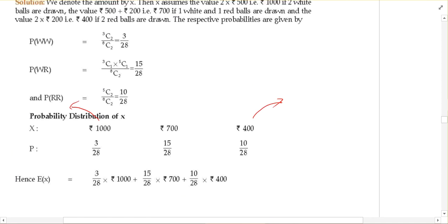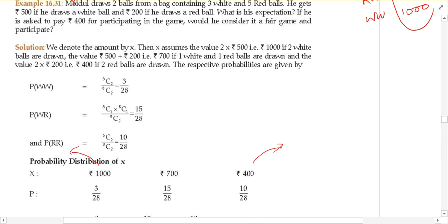In fact, the game show organizer is a fool right now because he will be in a loss definitely, or at least he will gain nothing, because for every participation of 400 rupees he is paying at least 400 back. So in no case is he earning something. So the game show organizer is a fool.